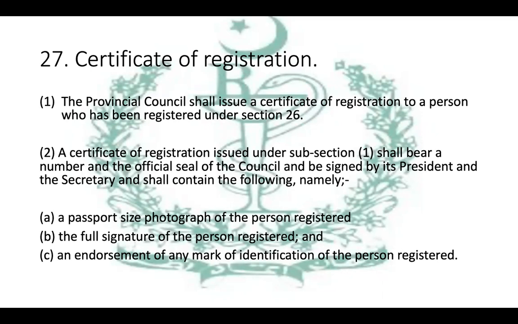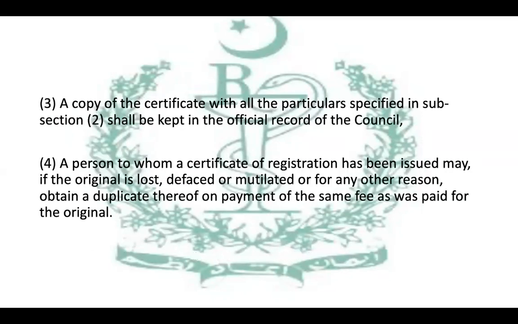So you may check three things under section 27(2). First, what number, the official seal of the council, and the president's and secretary's signatures. Then the passport size photograph, the full signature of the person, and the endorsement of your identification mark. Just as on your ID card, the identification mark is also written there. You have to write it there. Third, a copy of the certificate with all the particulars specified in subsection 2 shall be kept in the official record of the council.